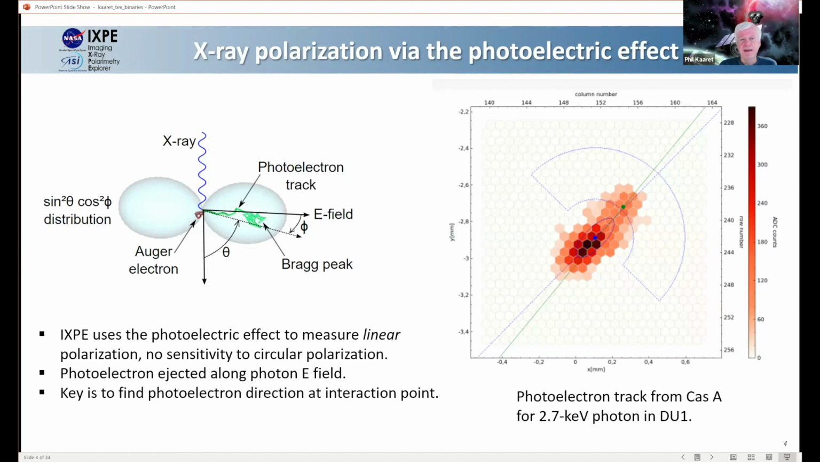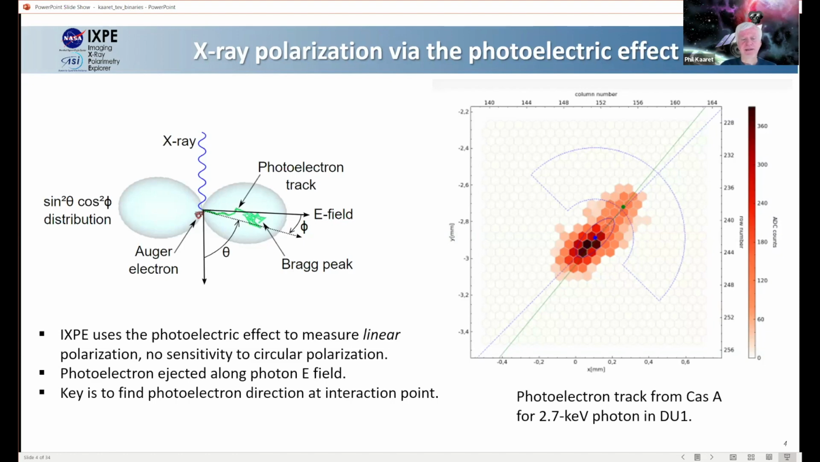So what IXPE does is the gas pixel detectors built by the Italians essentially take a picture of the photoelectron track for each X-ray that comes in. And one of those pictures, actually the very first one from an astrophysical source detected by IXPE, is shown on the right-hand side there. That's actually a photoelectron track from Cassiopeia A, the photon energy about 2.7 keV. And what we have to do from that is reconstruct where the X-ray interacted, what its initial direction was.